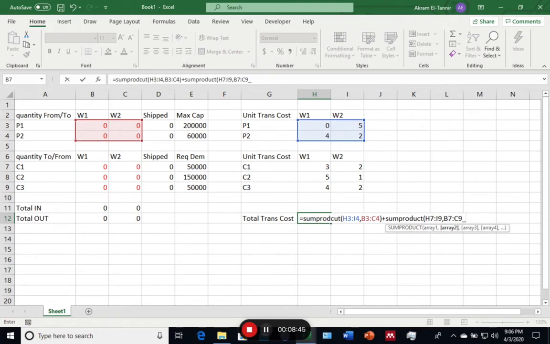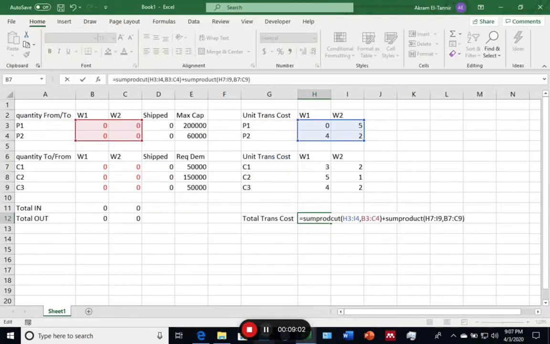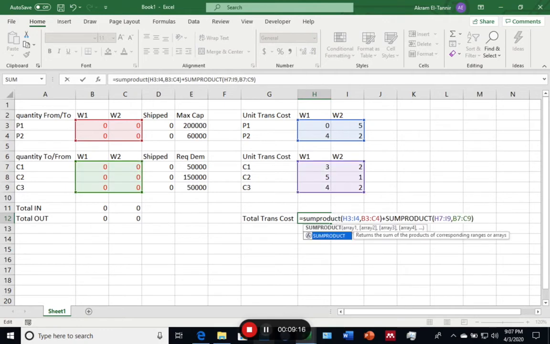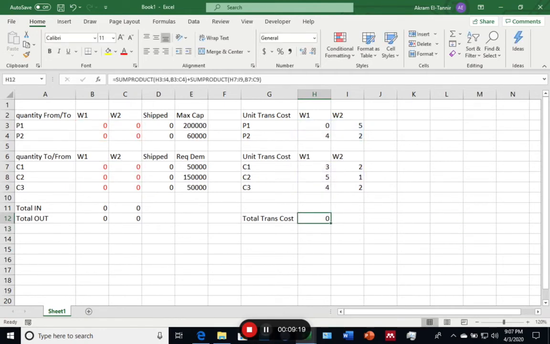I think there is a problem here. Sum product, okay. We have a problem here. Yeah, here you go. It's there. That's because of the fast typing. Now it's fine. This is my objective function. I'm gonna highlight it with green so that I can recognize it when I build the solver.